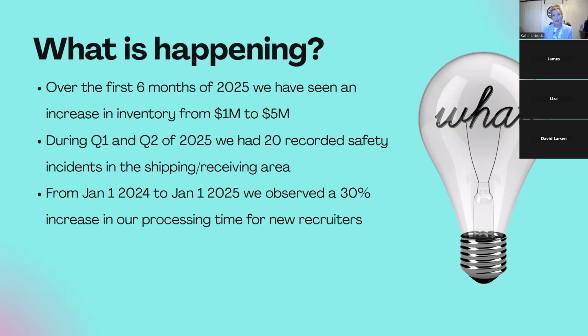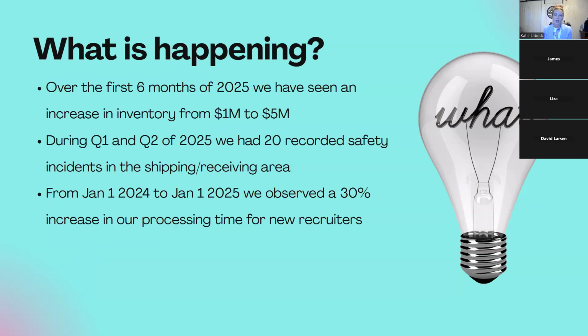So let's take a look at a couple examples. So what's happening? Over the first 6 months of 2025, we've seen an increase in inventory from $1 million to $5 million. Whoa, that will definitely make you take notice, right? Again, these are just examples. During Q1 and Q2 of 2025, we had 20 recorded safety incidents in the shipping and receiving area. Wow, that's pretty significant, right? So we have 20 recorded safety incidents. That will make you look up from your phone and pay attention.